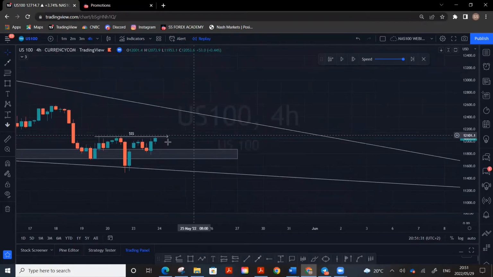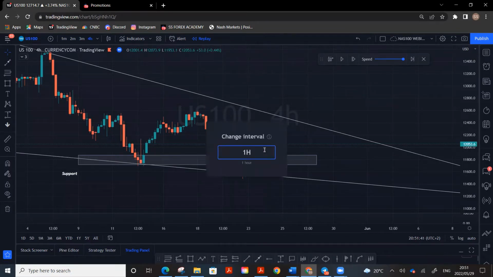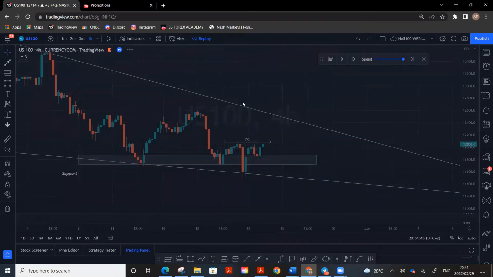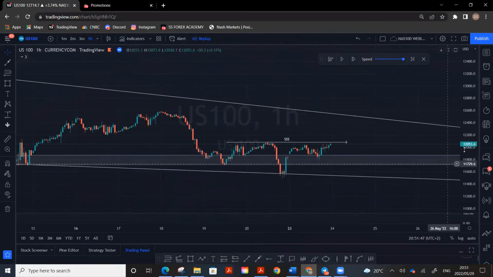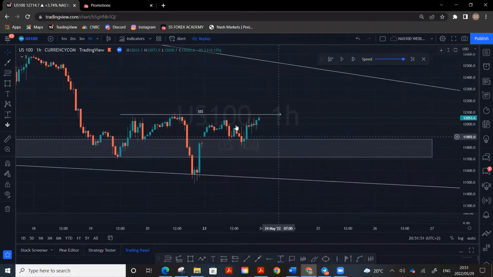We saw this, and we saw the liquidity sitting above. So the moment you see liquidity sitting above, you know the price is going to be drawn to that area. So if I drop down now to the 1-hour, okay, the 1-hour is going to give us a little bit more detail.